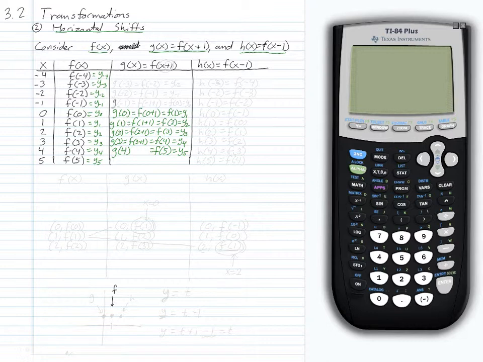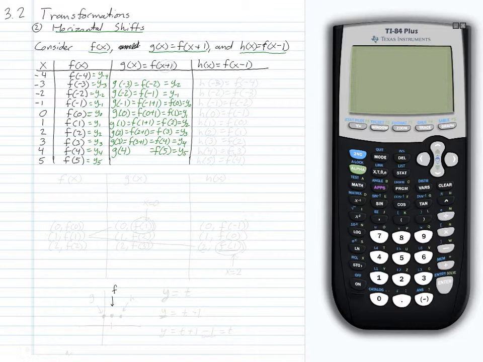If we go in the other direction, g of -1 would be f of -1 plus 1, in other words, f of 0. So, we can keep going in that fashion. g of -2 is equivalent to f of -1. g of -3 would be equivalent to f of -2, which is y -2.